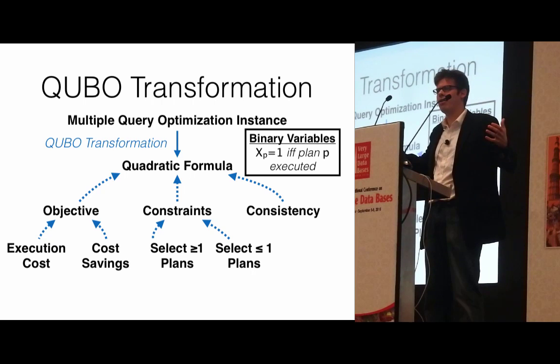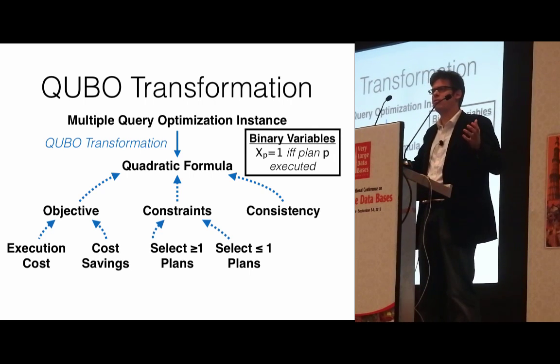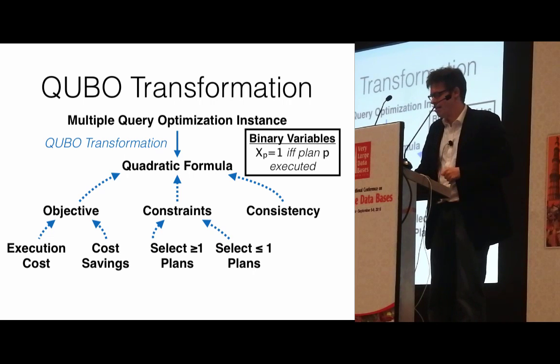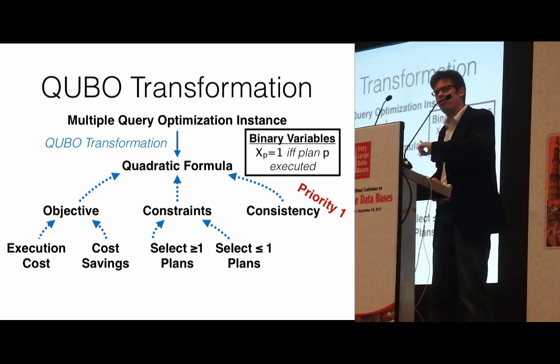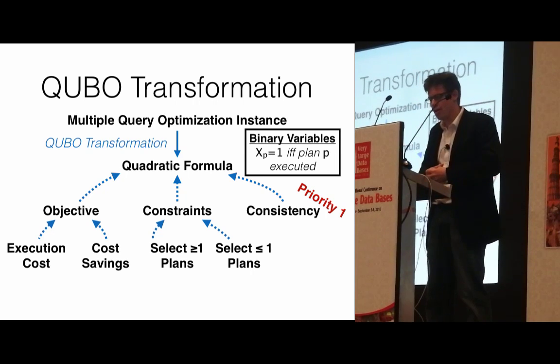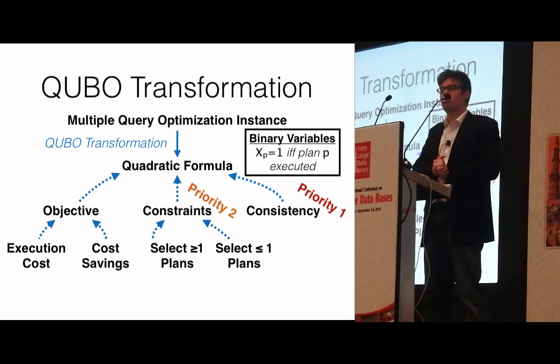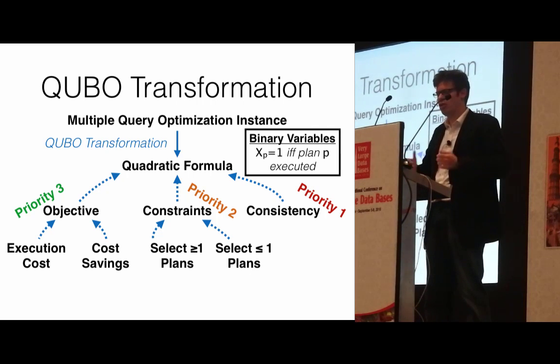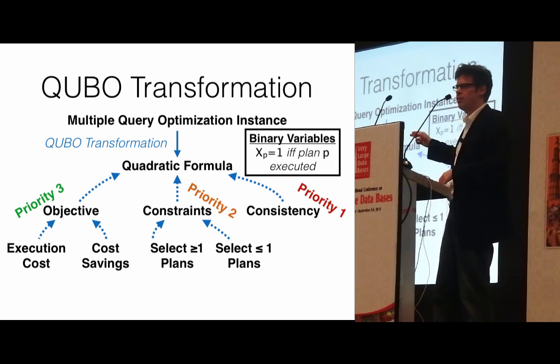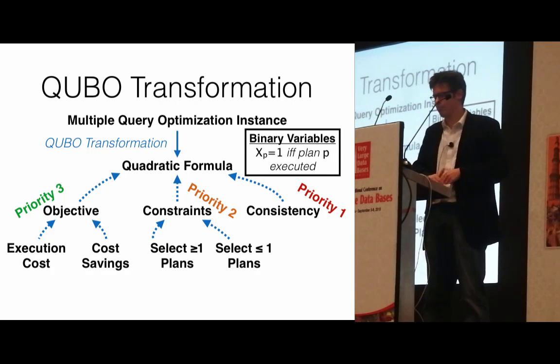And once I integrate those three different terms into the formula, I can actually multiply them by weights in order to express priorities between them. And then the first priority should be the consistency term, because all of the other terms are formulated under the assumption that I have consistent assignments. Now the second priority should be the constraint term, and the third priority should be the objective function, which basically means that you're optimizing the objective function among all solutions that are consistent and satisfy the problem constraints.